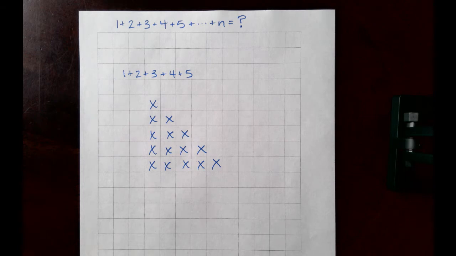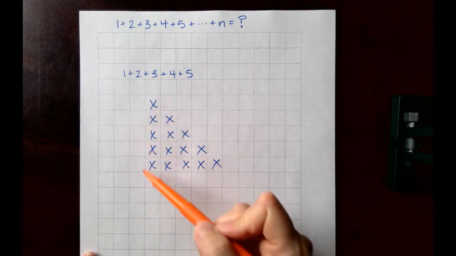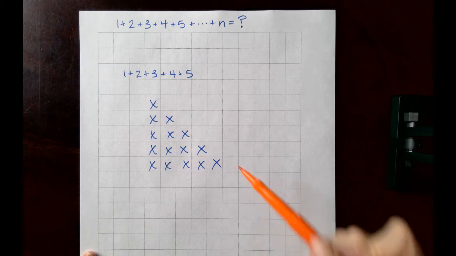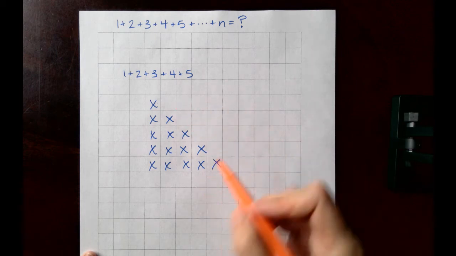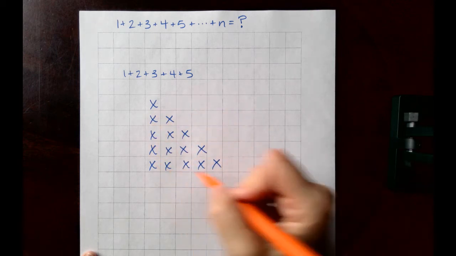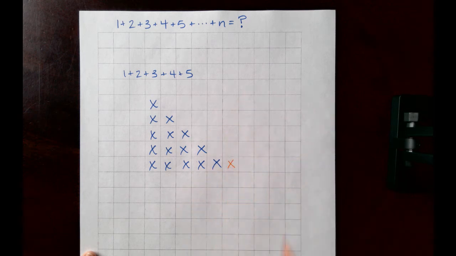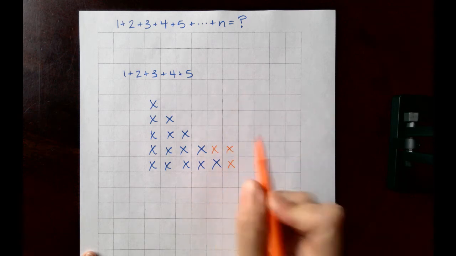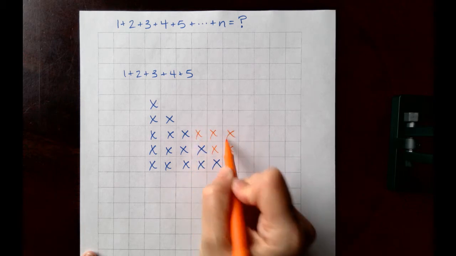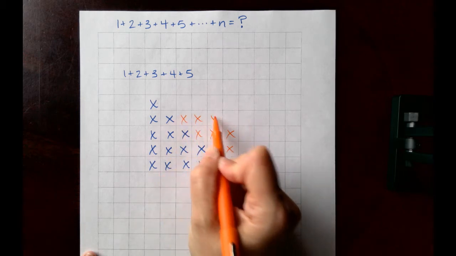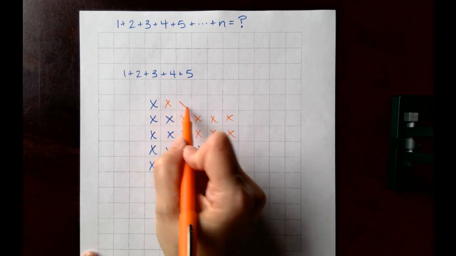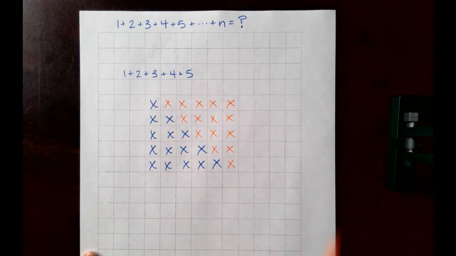But then what we do is we realize, oh, this is kind of triangular, and we make its mirror image. So we're going to take this first triangle and invert it. Here's 1 square, 2, 3 squares, 4 squares, 5 squares.